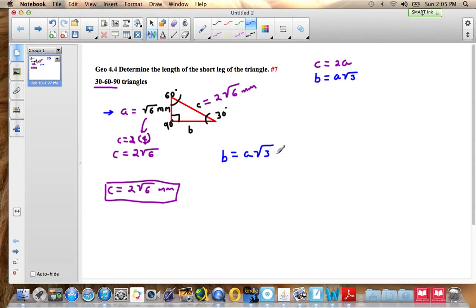So then what I have is B, put parentheses on it just because it's going to be times, so I want to put my parentheses there to just separate the two terms. Square root of 6 times the square root of 3, which is going to end up being equal to the square root of 18, right? Because 6 times 3 is 18.